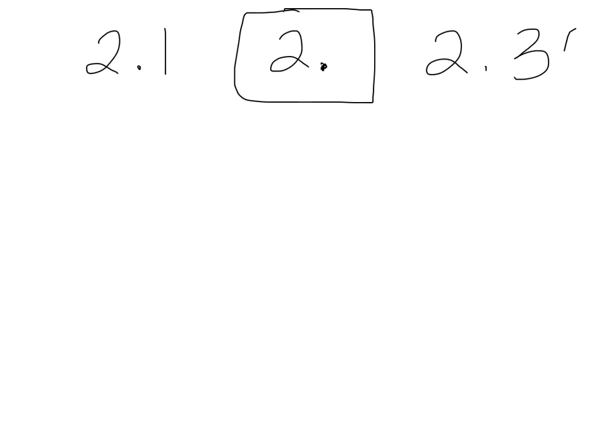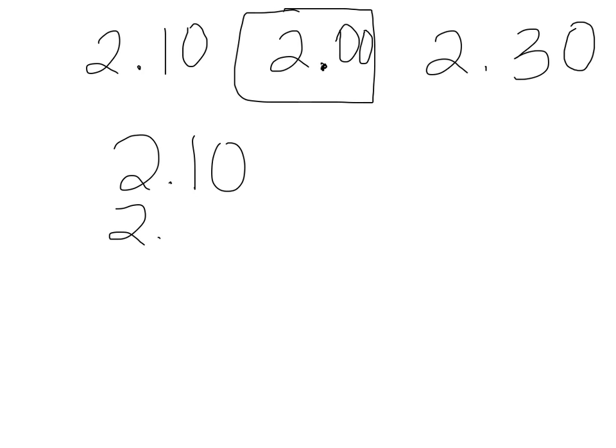We can always annex zeros at the end of our decimals to make them look like dollar amounts, and that makes it easier for us to compare these. In order to compare these, I suggest writing them vertically. So 2.10, 2.00, and 2.30. In order to compare decimals to see which one's bigger and which one's smaller, we need to look at each place value and compare them individually.